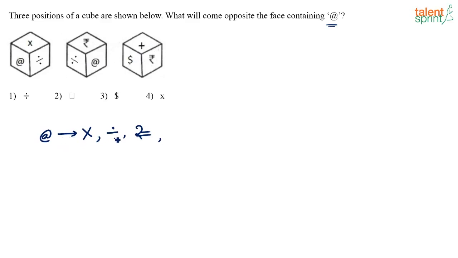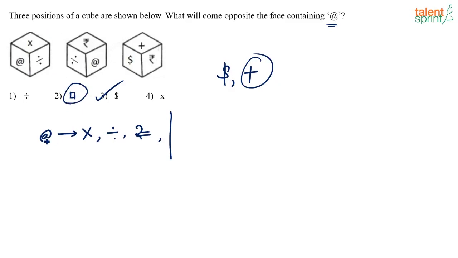See, these three symbols are already adjacent to at the rate of. So now the answer that I am looking at which will be opposite. So one of these symbols, either dollar or plus, has to be adjacent to at the rate of, and the other one has to be opposite. But now if you look at the given options, this option is not even given, so obviously it has to be dollar. Correct? See, this square is not even there in any of the cases, so obviously this cannot be your answer.